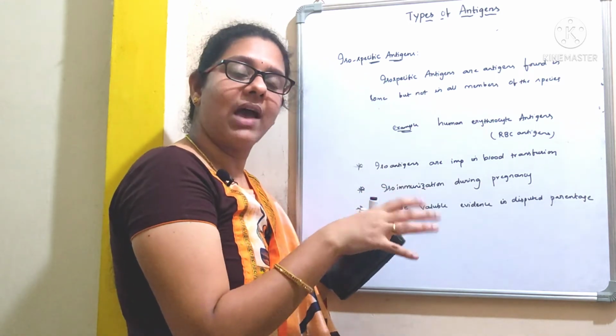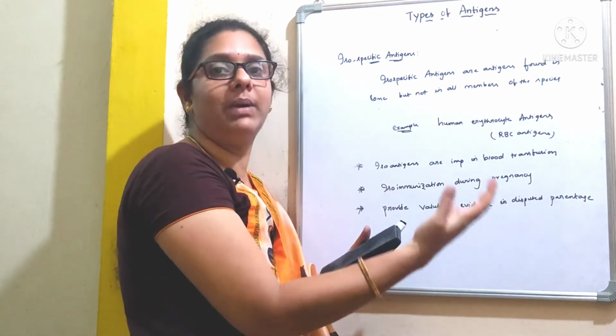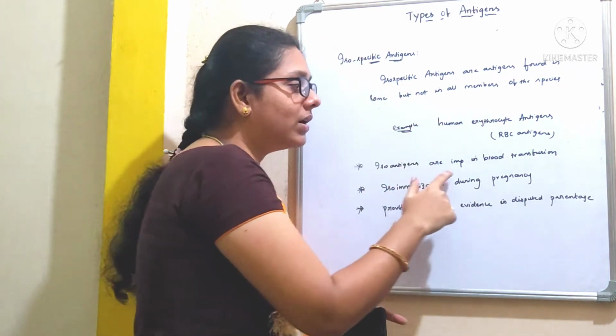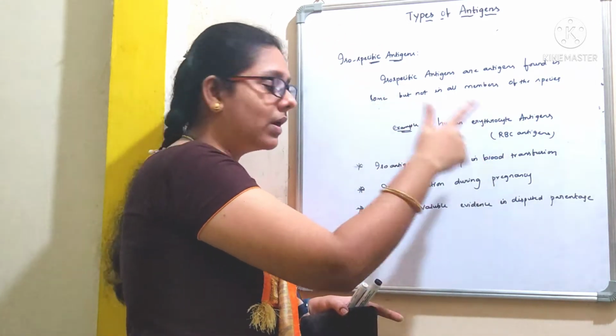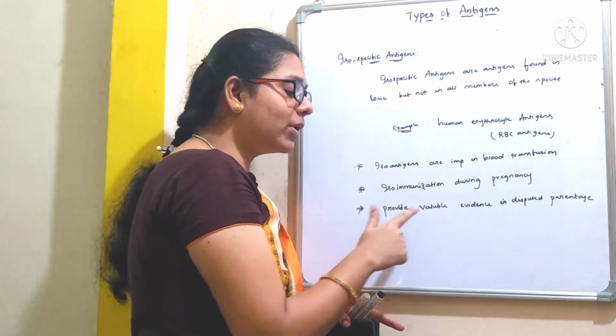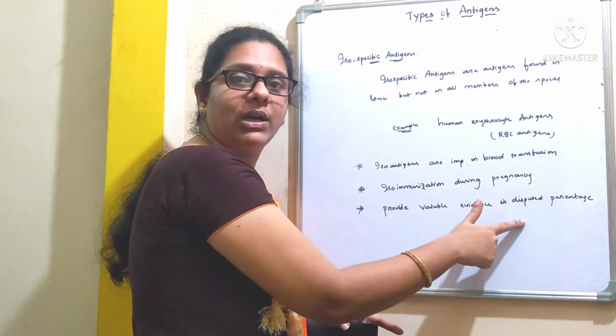If a person is having A group, we can't give him B blood group, right? So these isospecific antigens play a very important role during blood transfusion. Moreover, they are important in isoimmunization during pregnancy, and they also provide valuable evidence in disputed parentage.